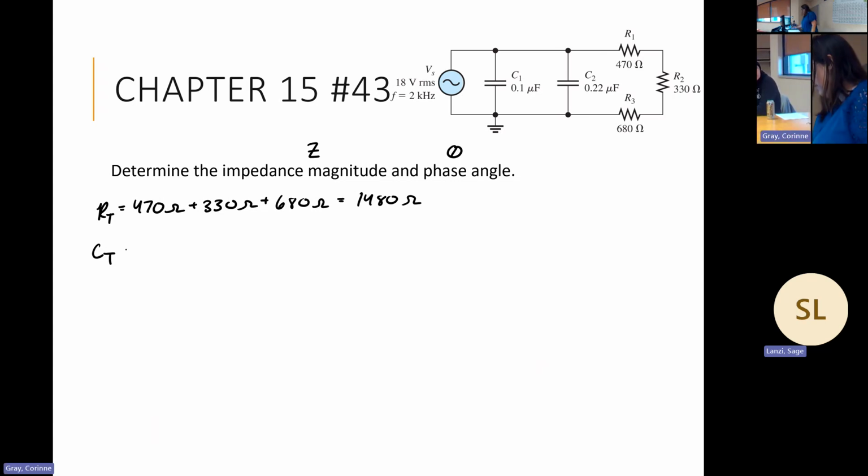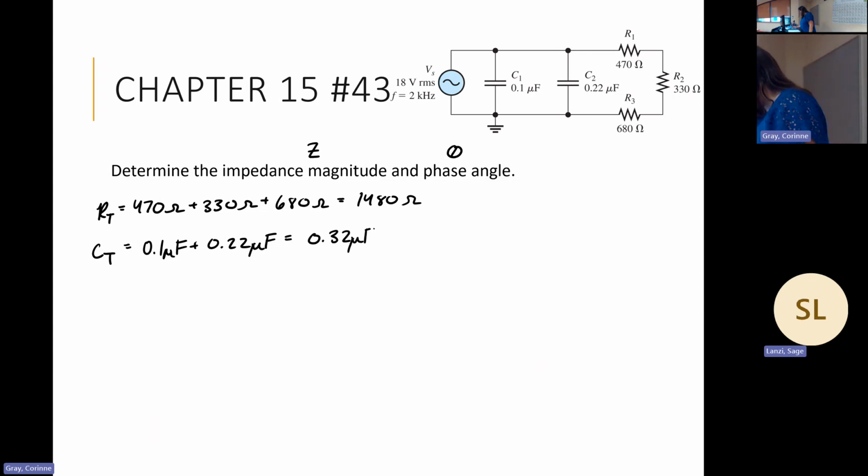Because they're in parallel, what do we do to get the total value? Yep, you would add them together. So we'll have 0.1 microfarads plus 0.22 microfarads, 0.32 microfarads, 0.32 times 10 to the negative 6 farads.